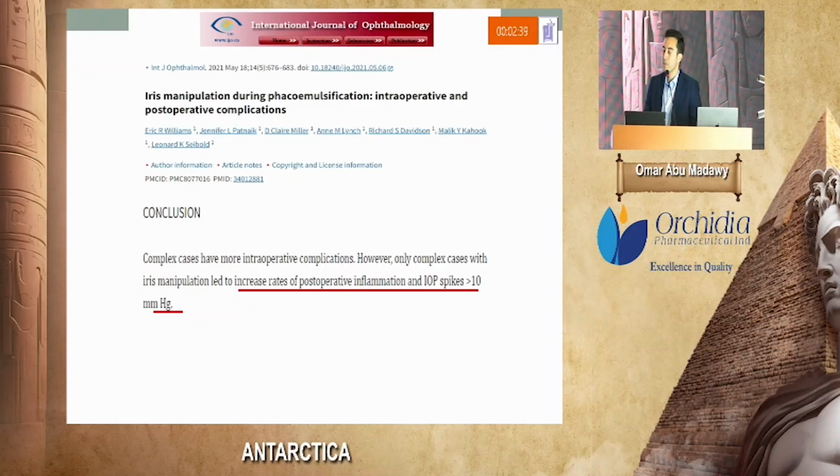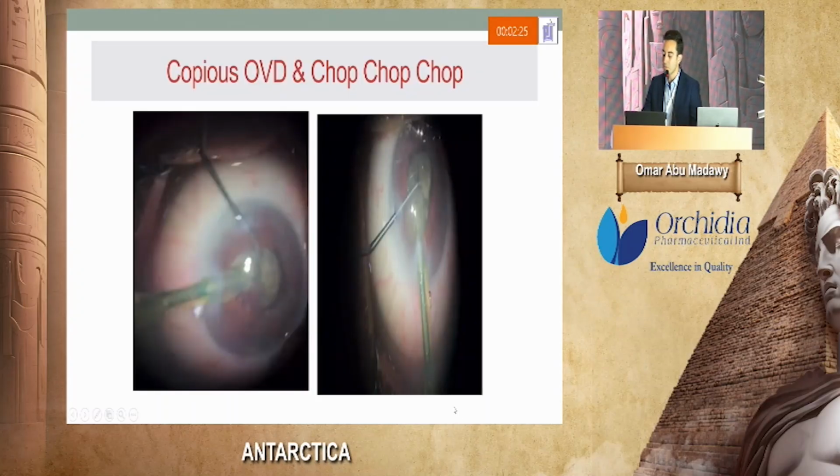This is my first obstacle. The second obstacle is the use of iris hooks itself, particularly in ICE syndrome cases where the iris is atrophic, might even make it worse and lead to iris damage. So I decided to proceed with my phaco without them. As I mentioned, the keywords are copious OVD and definitely chopping.